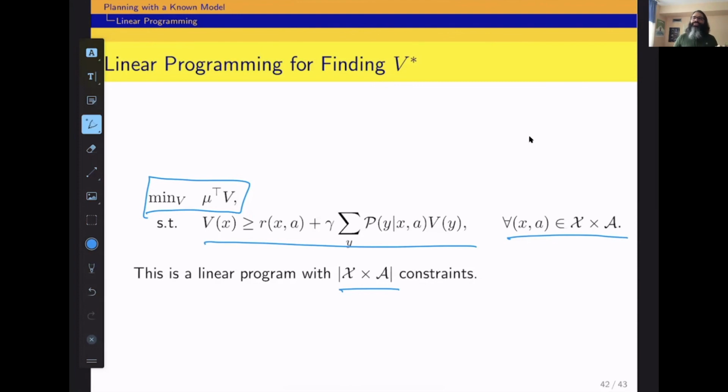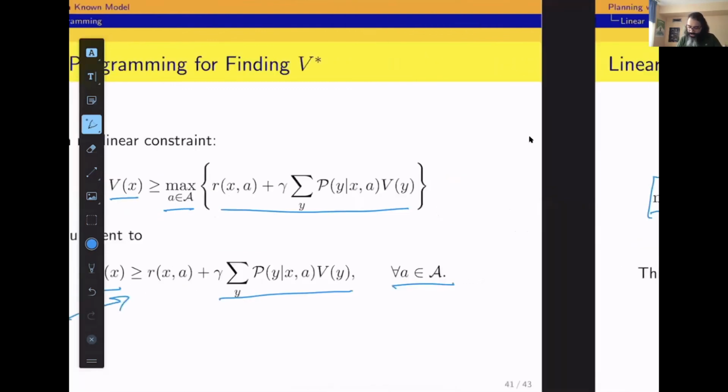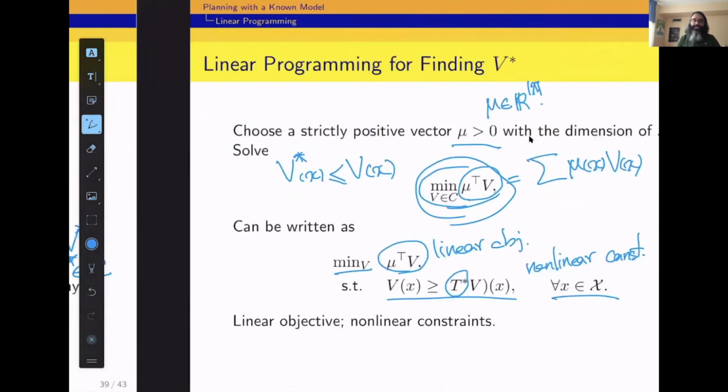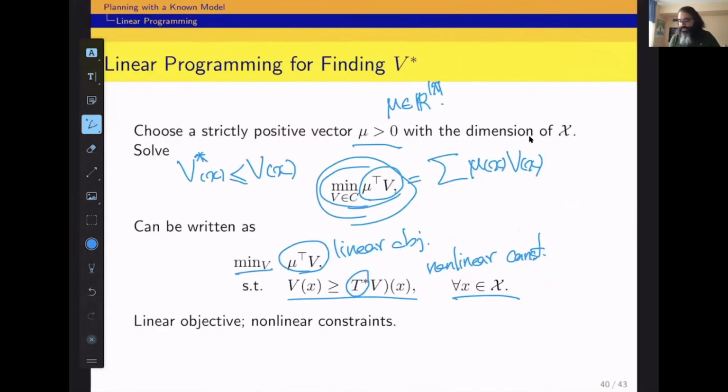I guess the other interesting observation is that solving linear programming using the simplex method can be interpreted as one version of policy iteration. And actually the proof of convergence of policy iteration in 2011, I think by Yi, was for this version of policy iteration based on the linear programming approach, if I remember correctly. So that's interesting: simplex linear programming is one version of policy iteration.